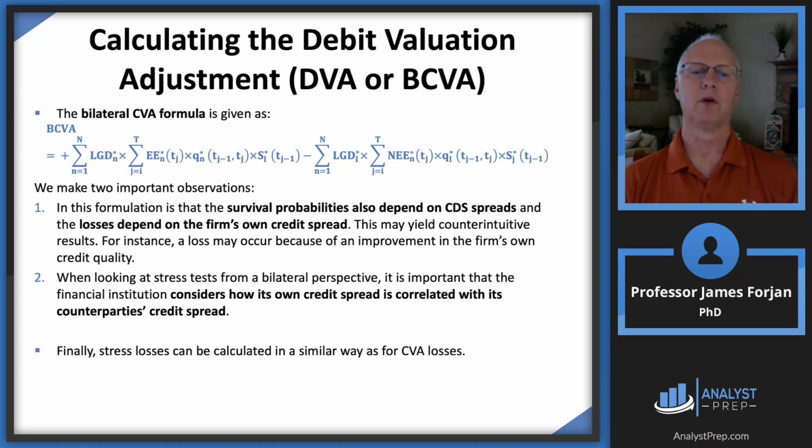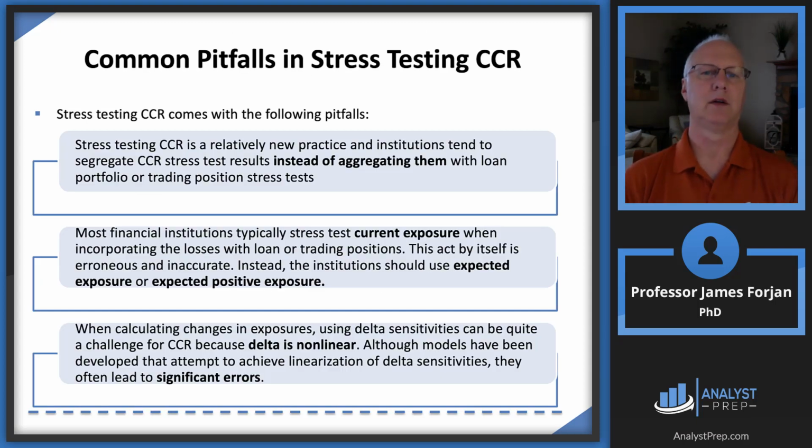But we also cannot forget correlation. So we must consider from a bilateral perspective how our own credit spread, my credit spread, is related or correlated with your credit spread. So look at the last bullet point. Stress losses can be calculated for both the DVA or the BCVA, just like we did in that previous slide.